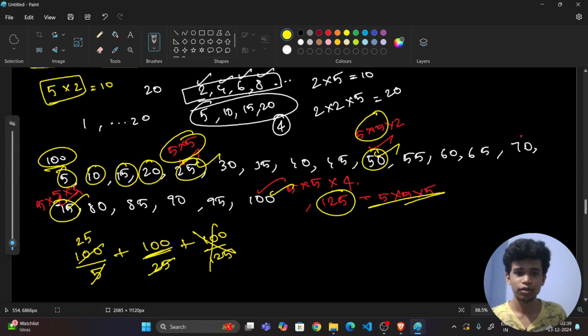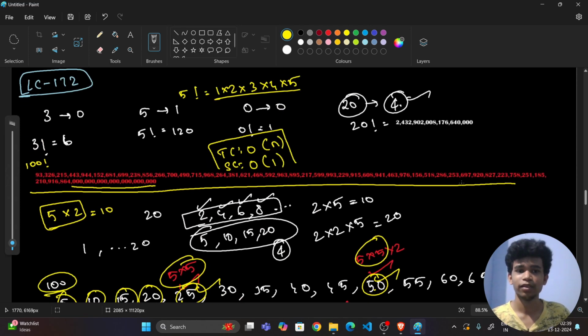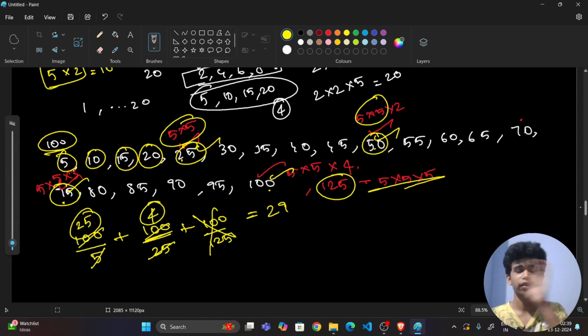Can you understand this? So when I cancel this, it will be 4. See here, 25, 50, 75, and 100. 4. So 25 plus 4 is equal to 29. See here, if you count, it will be 29. Can you understand this? So this is how we will find the trailing zeros.